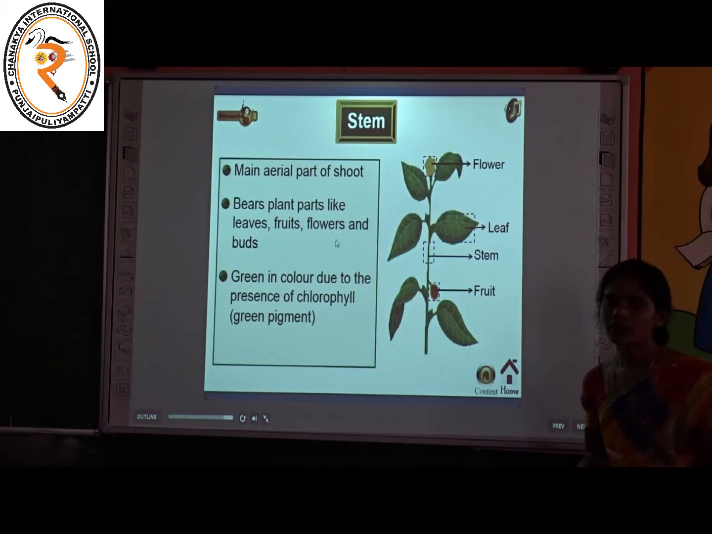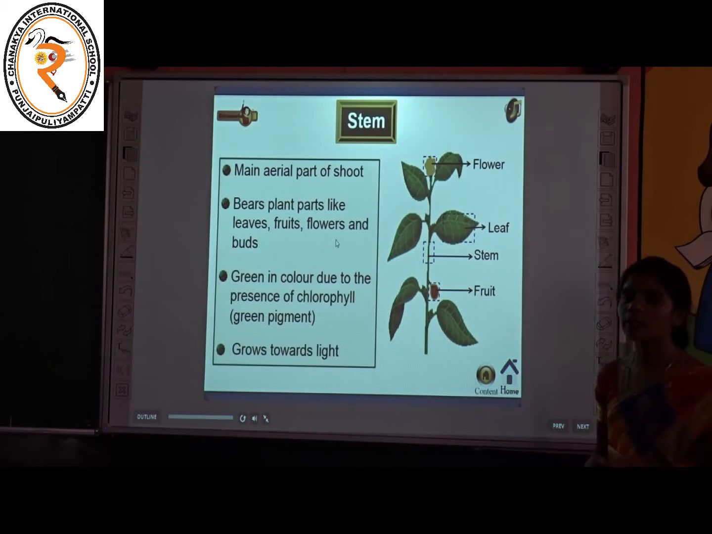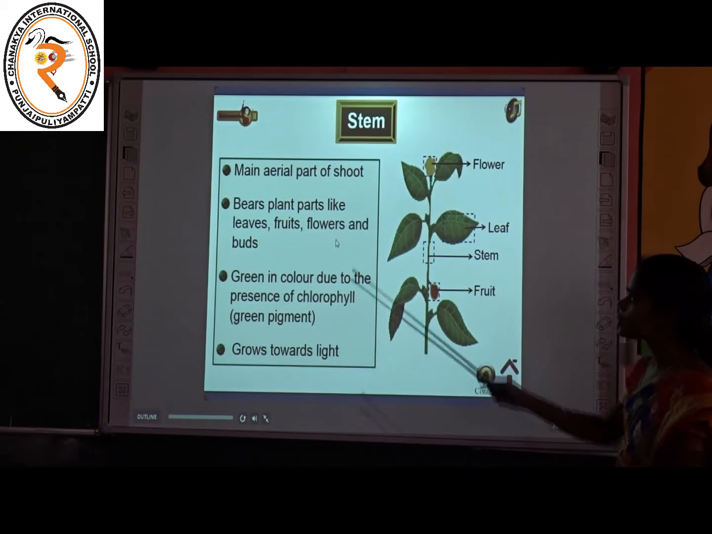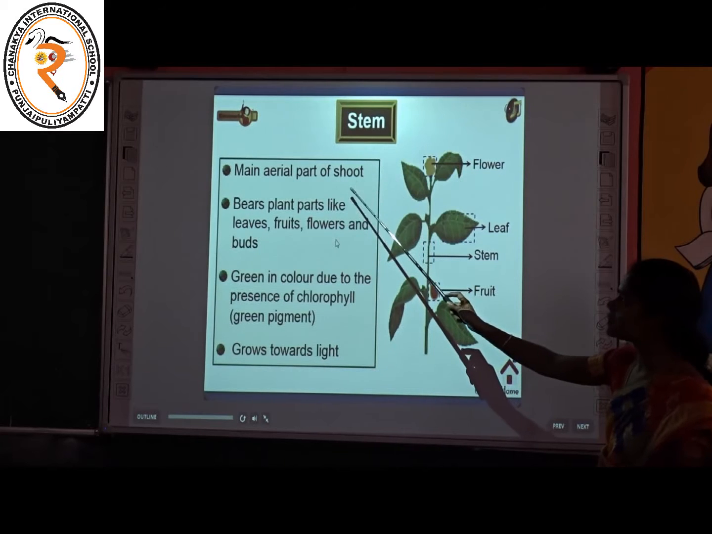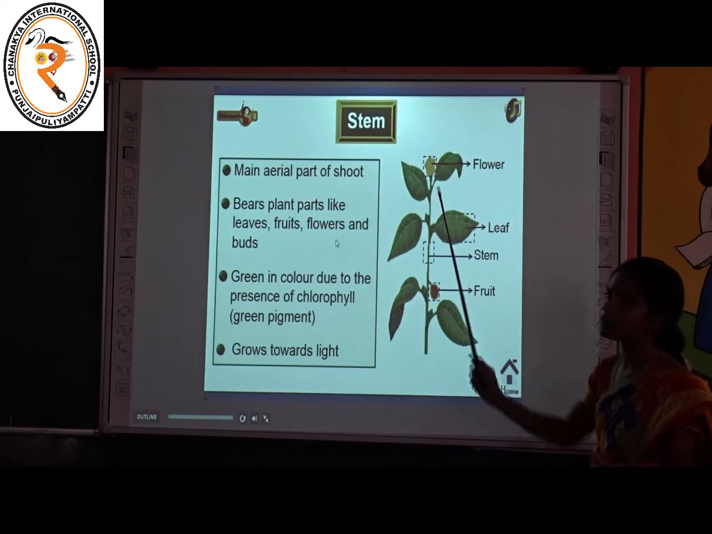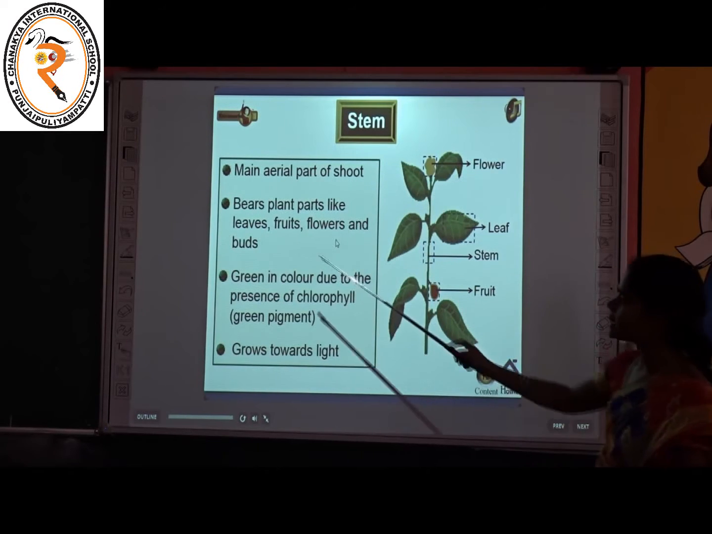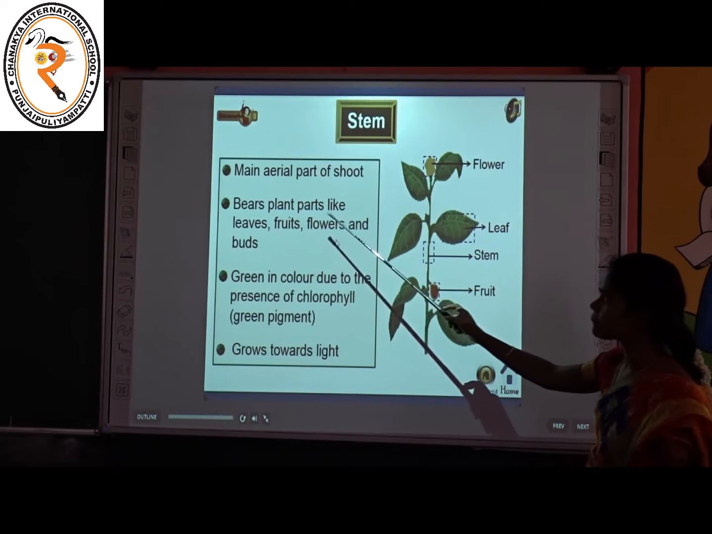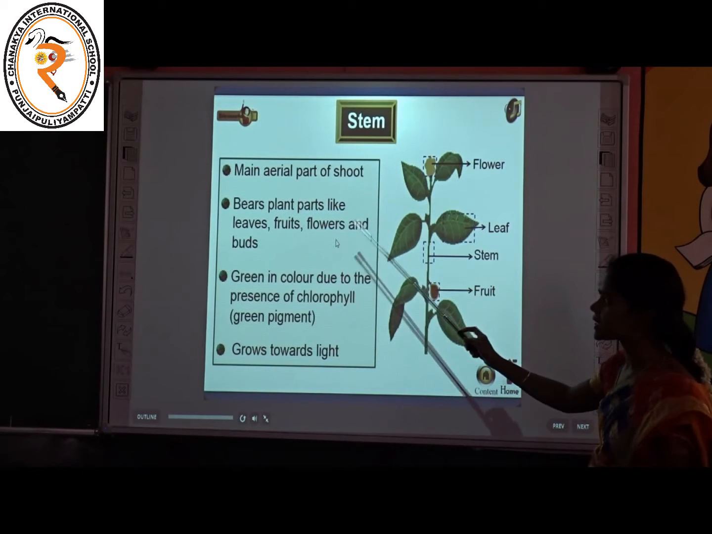The part of a plant that grows above the ground is called the shoot system, and the part of the plant that grows below the ground is called the root system. So the main stem is part of the shoot system. It is the main aerial part of the shoot system. And second, it bears plant parts like leaves, flowers and buds.